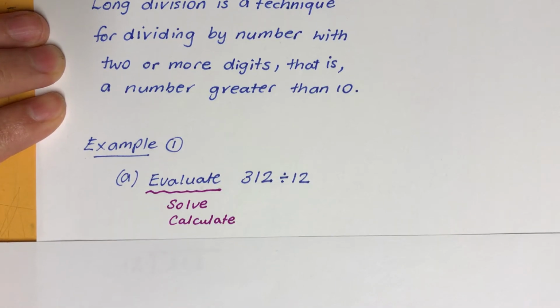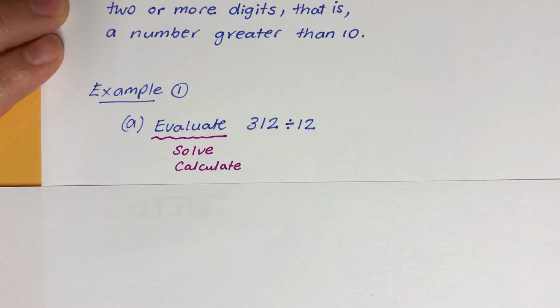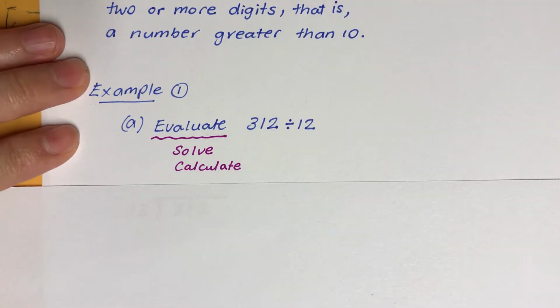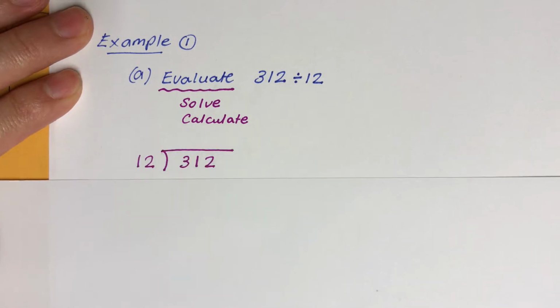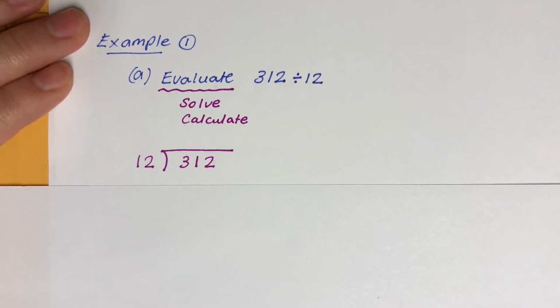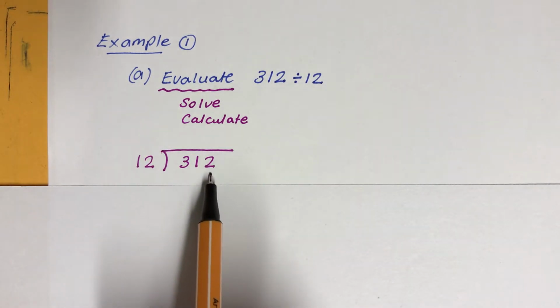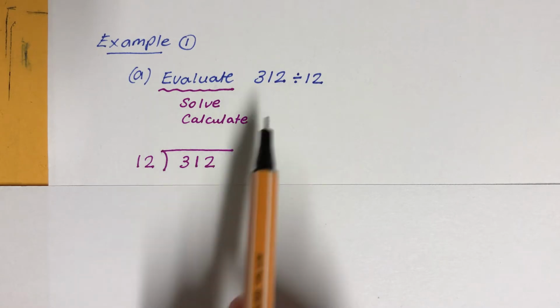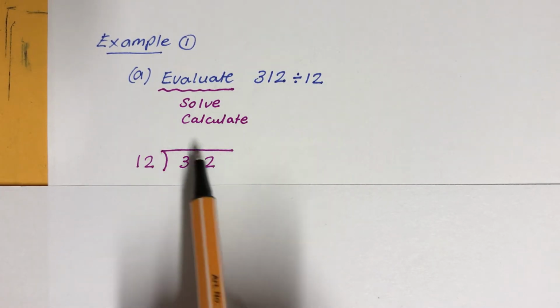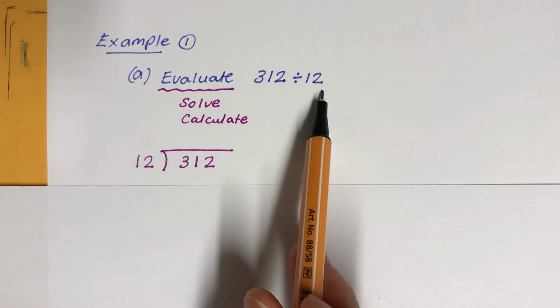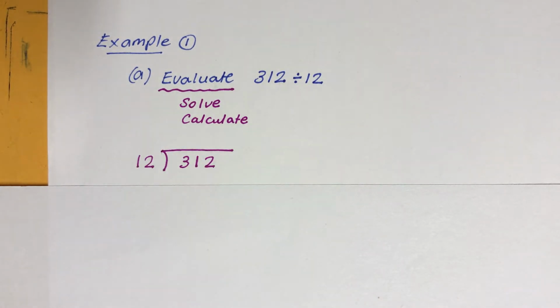So it says here, example 1, evaluate 312 divided by 12. Now, the word evaluate means solve and calculate. Calculate doesn't mean use a calculator. You just have to solve the question. Okay, so we're going to write it in a long division form, which is 312 divided by 12. So the first number goes inside, and then the second number goes outside. Okay, well, let's have a look.